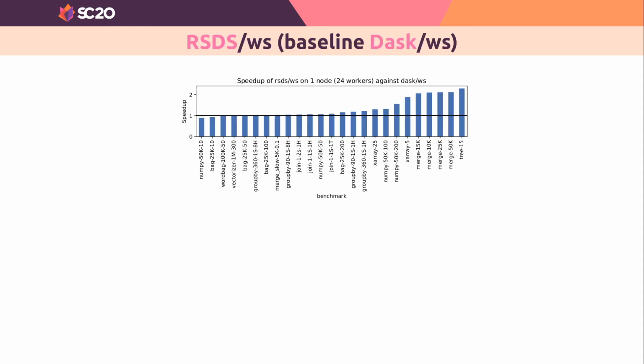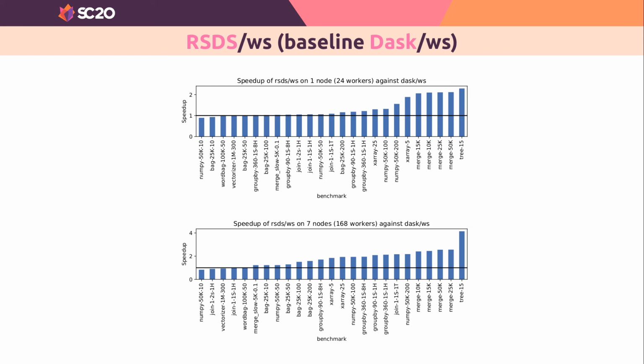First, we show the speedup of RSDS with a Workstealing scheduler over Dask with a Workstealing scheduler. On one node, we can see that the performance of Dask and RSDS is mostly equal, except for the stress test, where RSDS is up to twice faster than Dask. If we increase the number of workers and the number of nodes to 7, RSDS is faster than Dask in most of our workflows. This serves as evidence that RSDS handles higher worker counts better than Dask.